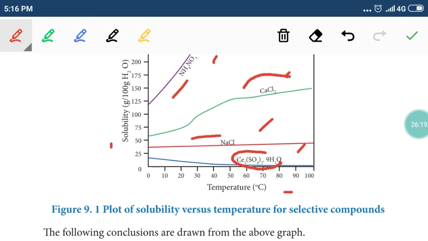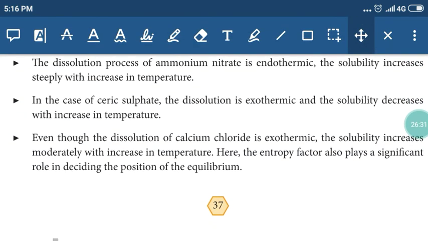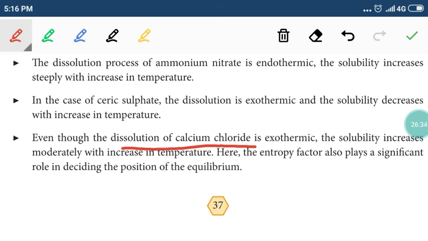And calcium chloride is an exception. Dissolution of calcium chloride is an exothermic process. Solubility has to decrease with increase of temperature, but this is an exception. For an exothermic process, solubility has to decrease with increase of temperature, but this is not happening in the case of calcium chloride. The main reason is entropy changes. The entropy factor is playing a major role in this one.